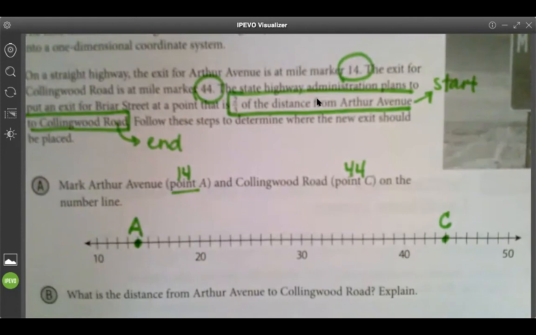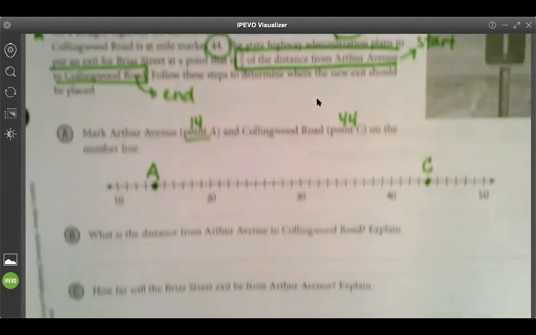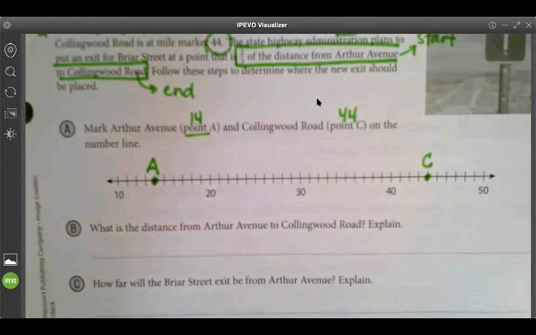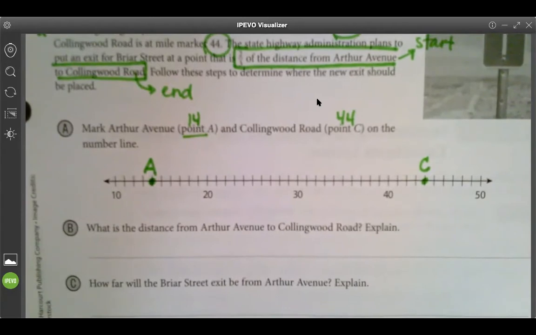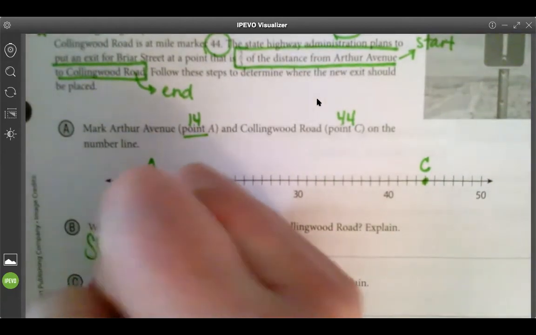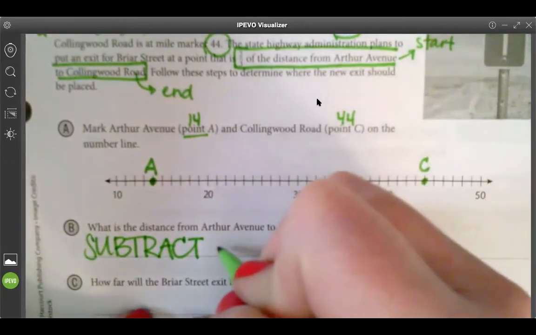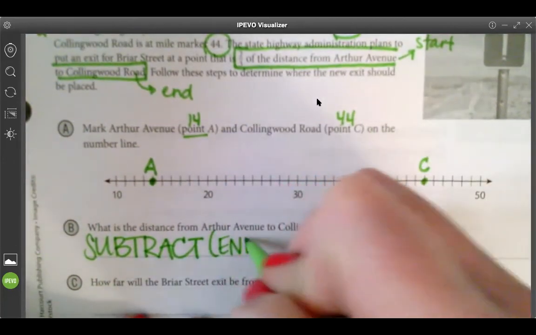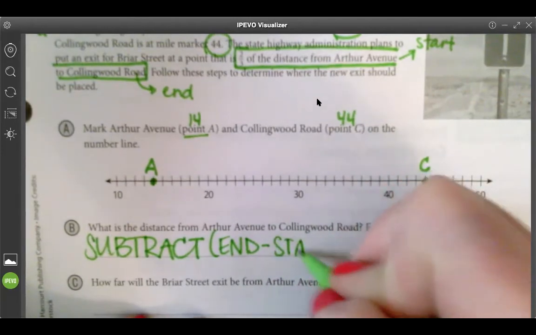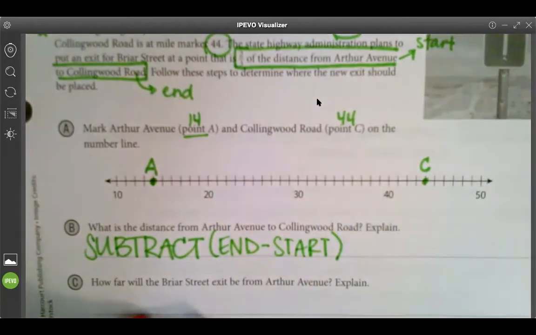All right, so here's where we're going to start with our steps. So I'm going to write like the summarized version in caps, and then we're going to do the calculations kind of out to the side. So what is the distance from Arthur Avenue to Collingwood Road, and explain. To find that distance, we are going to subtract end minus start. It's always going to be end minus start.